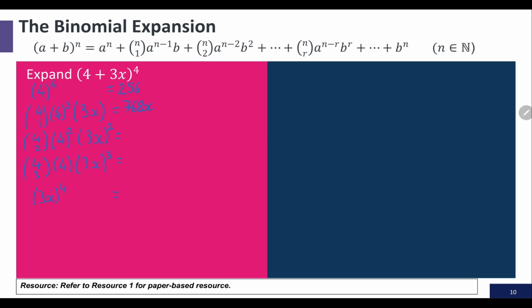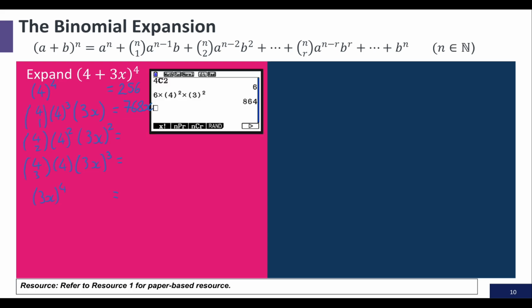The next term is going to be 4 choose 2, multiplied by 4 squared, multiplied, now this is basically 3x times 3x. Or you could take the squared inside. Either way, I'm going to be writing 4 choose 2, multiplied by 4 squared, multiplied by 3 squared. So it looks something like that. 4 choose 2 is 6. 6 times 4 squared, multiplied by 3 squared, which is 864 x squared. All I'm doing is letting the calculator square or cube that term there.